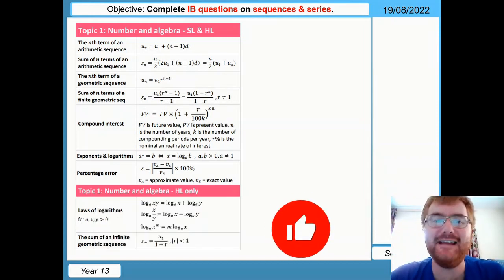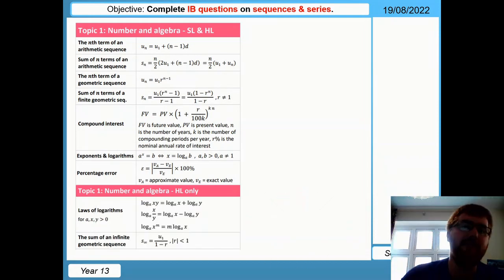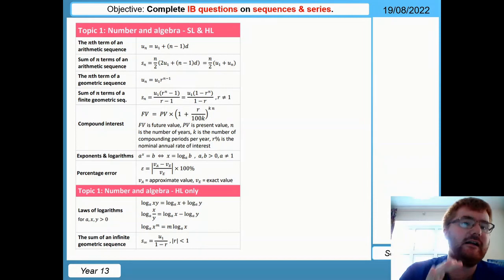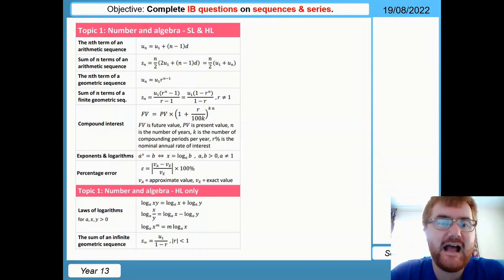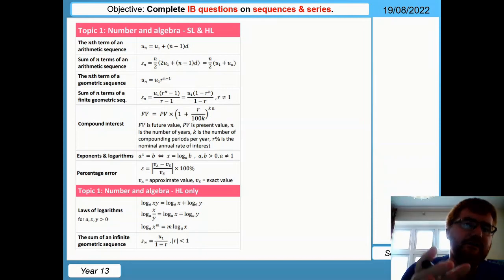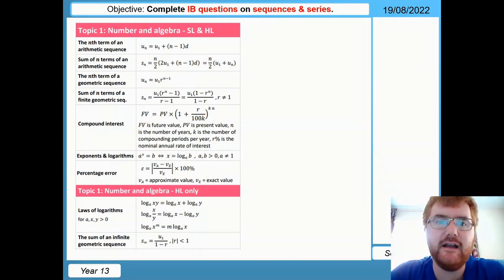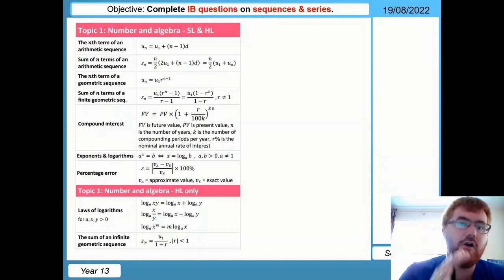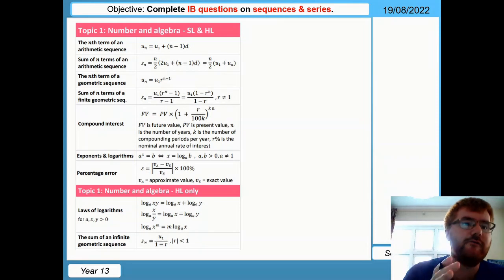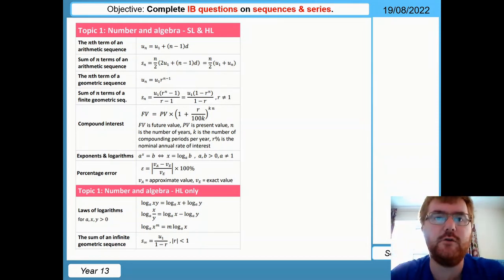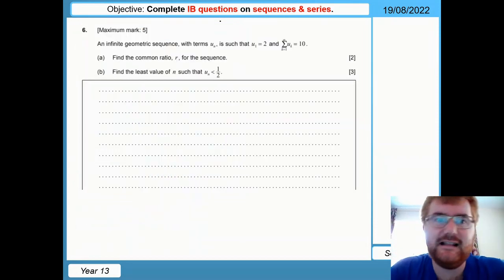That will certainly make us happy. Now you see the formulae in front of you. This comes directly from the AI formula booklet, and these are the formulae I'm going to refer to as we go through these IB questions. So you need to know where these formulae are, and I will refer to them as we go through the questions. Right, let's carry on.